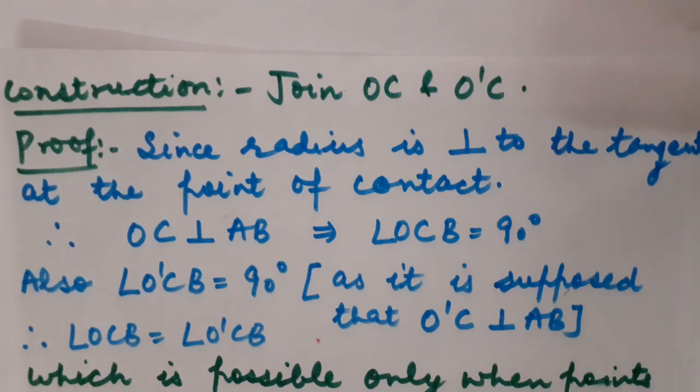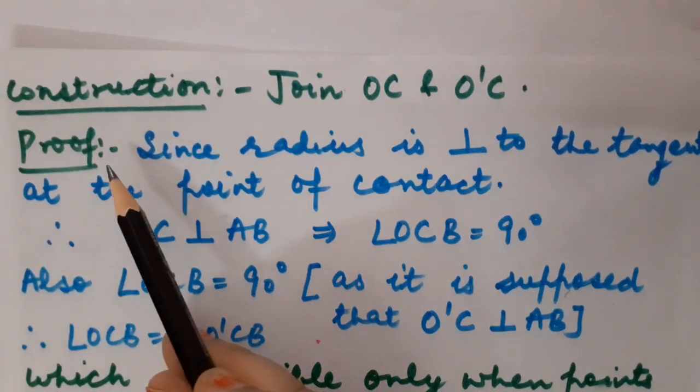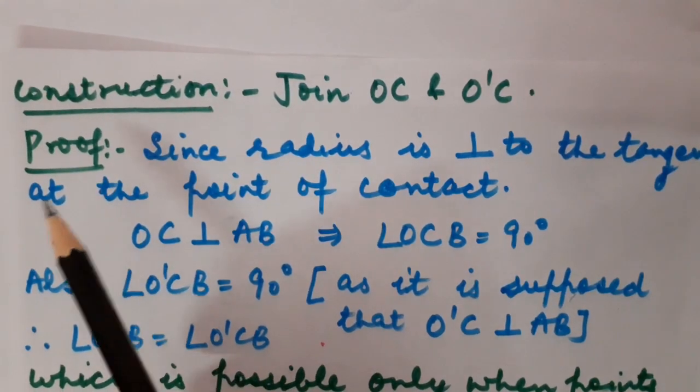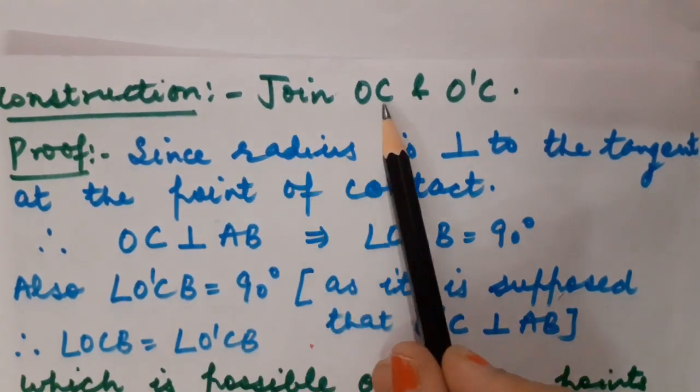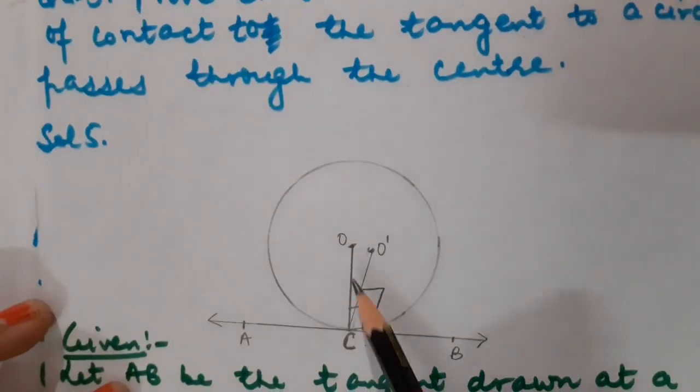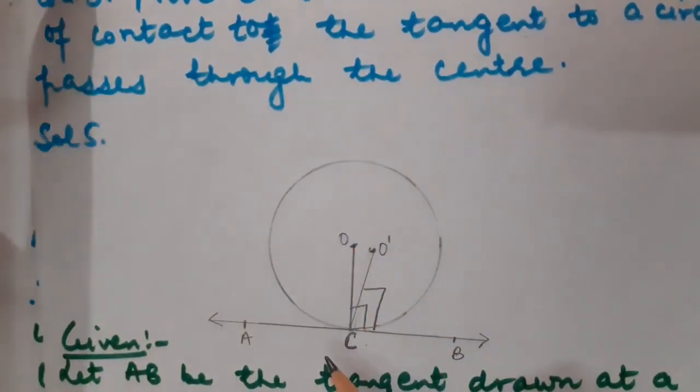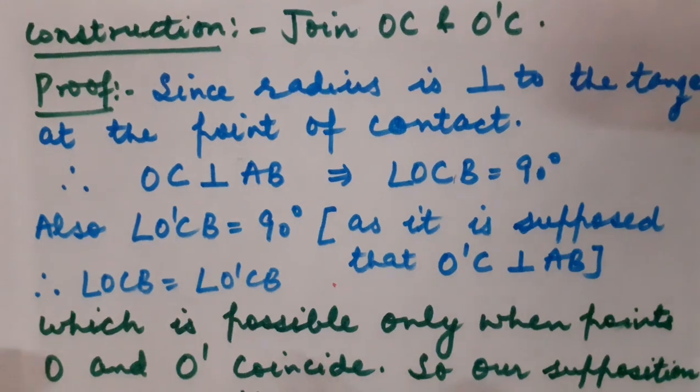Now to prove it, children, I have done some construction also. You have seen it in the diagram. What I have done? I have joined OC and O dash C. Have a look here, please. I have joined OC and O dash C. Fine, children? Okay. Now let us start its proof.